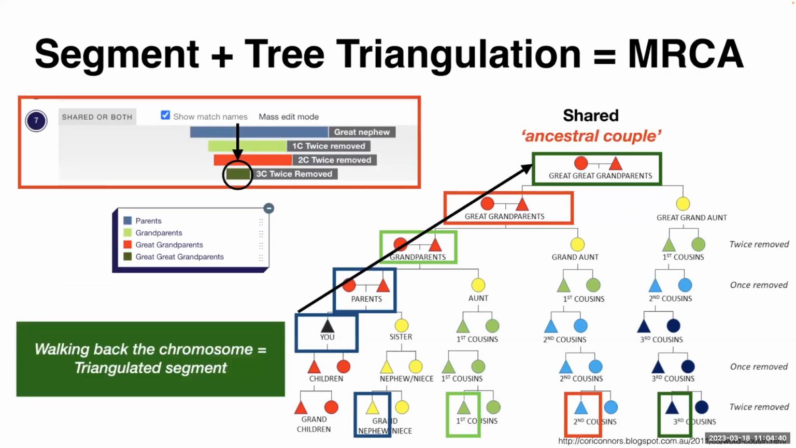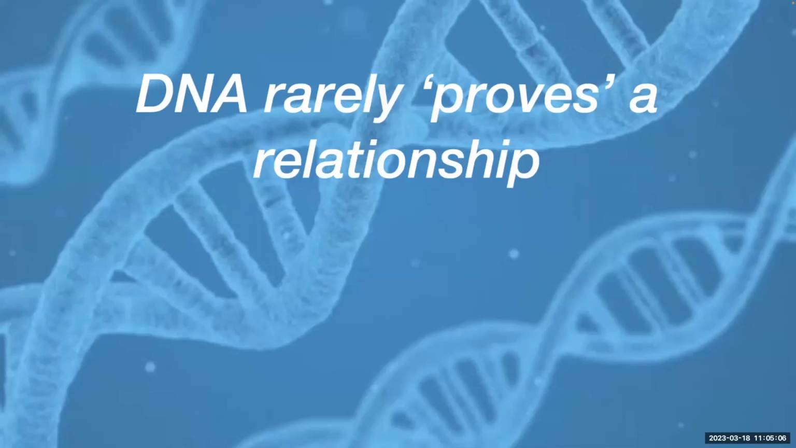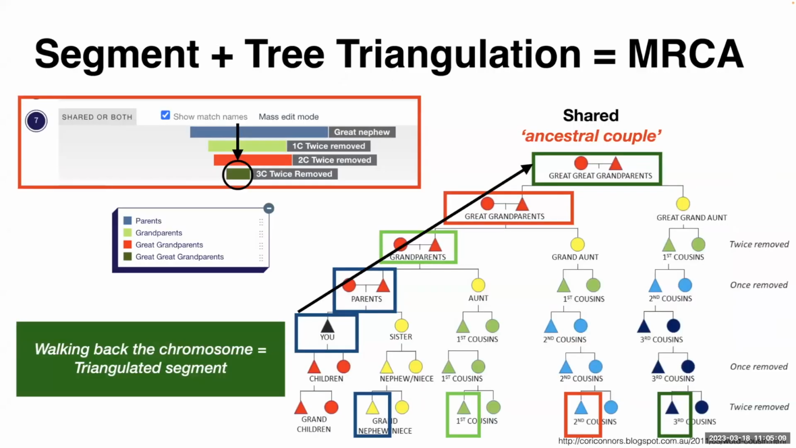And you can see in this example here, in the segment I have up the top, for the great nephew, the blue segment, this is actually showing a triangulated group with my mother. And the great nephew shares her parents because he's related via her sister. So that blue segment could be a mix of mum's parents, so it could be maternal or paternal.